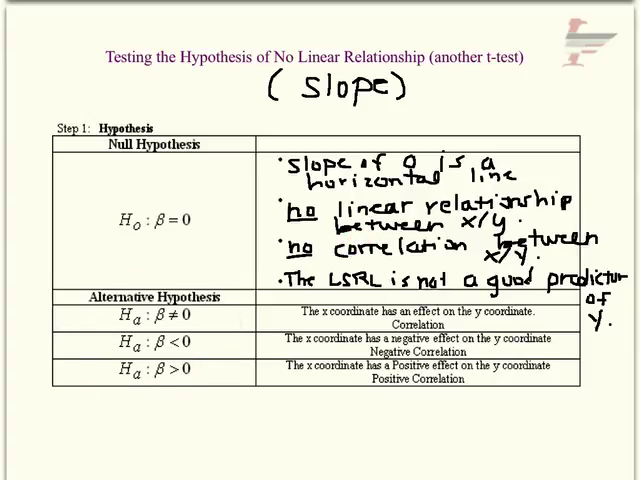Your alternative, just what you've known, might be a two-sided not equal to, left-tailed less than, or right-tailed greater than. What that's saying in words, if beta doesn't equal 0, is that the x-coordinate does have an effect on the y-coordinate, or there is some correlation, or there is a linear relationship. If beta is less than 0, then x has a negative effect on y, or you have a negative correlation, or a negative linear relationship. And if it's greater than 0, x has a positive effect on y, so you have a positive correlation, or a positive linear relationship.